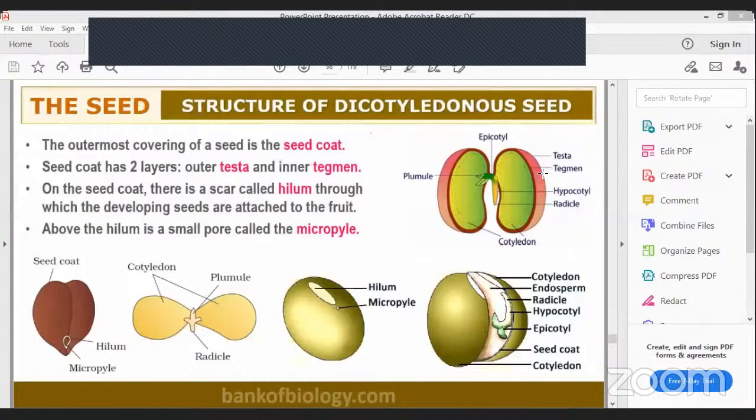On the seed coat, there is a scar called the hilum, through which the developing seeds are attached to the fruit. Above the hilum is a small pore called the micropyle, through which the water enters, and there is imbibition for the seed coat, and the seed coat will rupture and it will grow out. Okay, and germination takes place. So take it down, students.